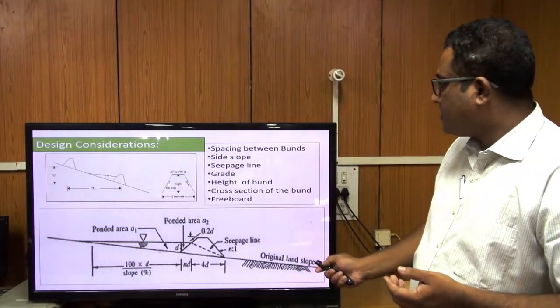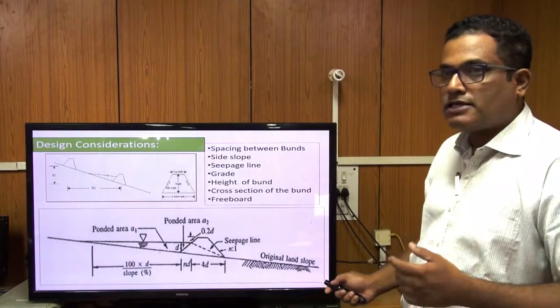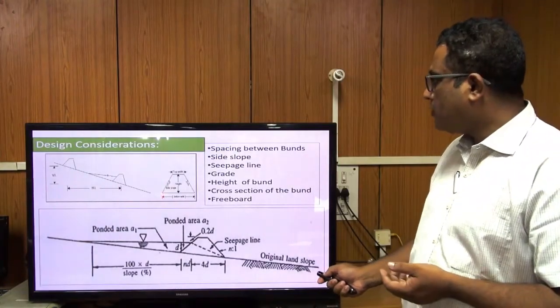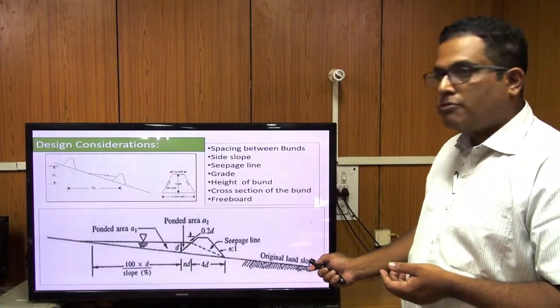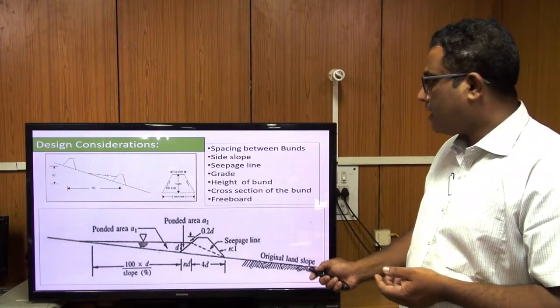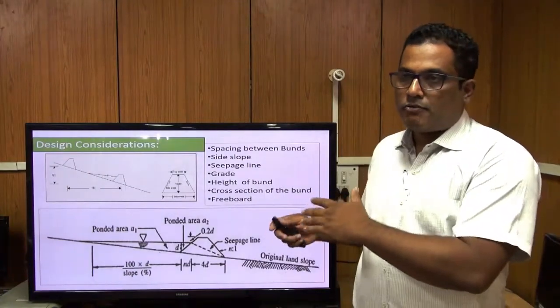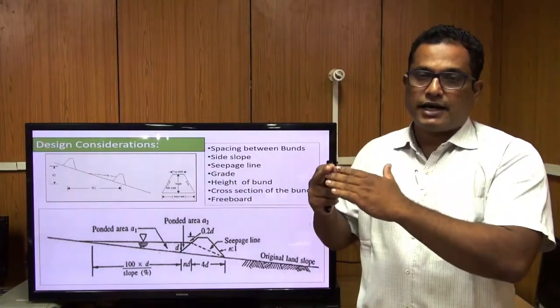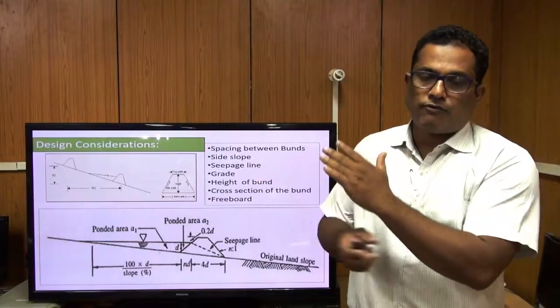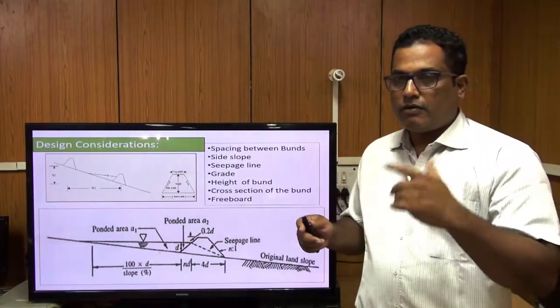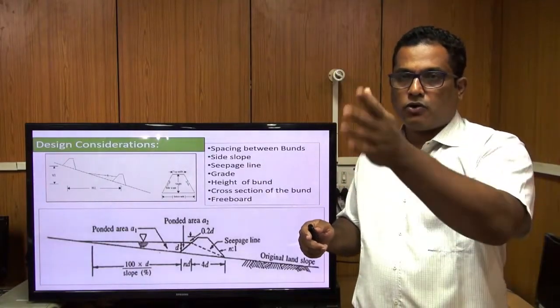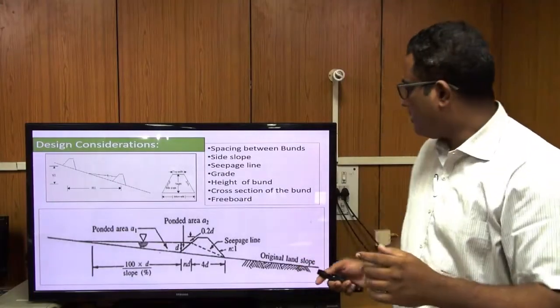And this is the section of your bund. It has a trapezoidal section. It should have a bottom width, it should have a top width, and there has to be a side slope. Here it would be a little difficult to show you what the side slope is and how bottom width and top width are calculated. We'll go to the classroom for 5-10 minutes after some time.